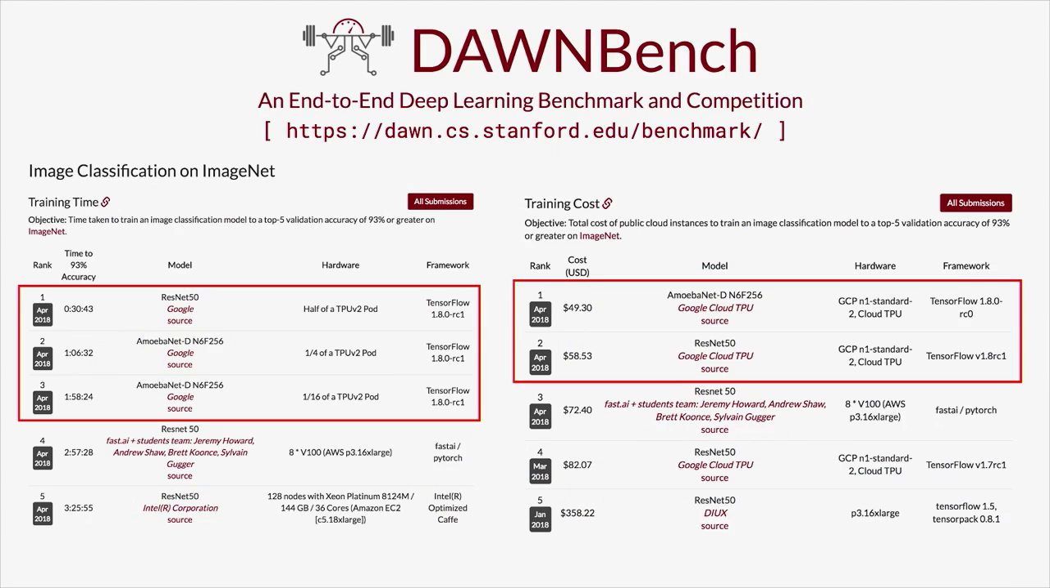And the DAWNBench is a Stanford-run benchmark for machine learning tasks, both on absolute training time on the left for one, this is one of the DAWNBench tasks, image classification on ImageNet, so you have to get to 76% accuracy in a certain amount of time, as fast as you can. And TPUs hold the top 3 spots there, and on training cost, if you measure the cost for things that have public cloud-based pricing, it actually takes the top two spots there.